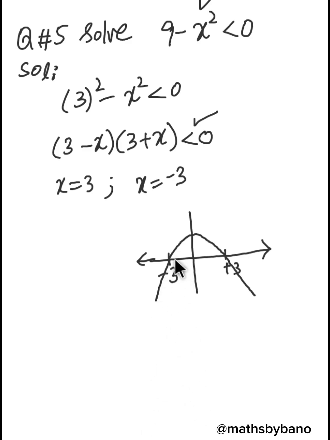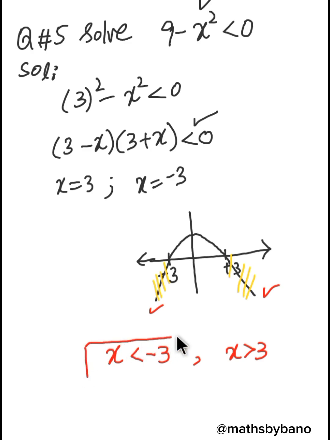So the region below the x-axis is this one and this one. So for this part of the region, the inequality is x is less than minus 3, and for this part of the region, the inequality is x is greater than 3. So x less than minus 3 and x greater than 3, this is the final answer for this question.